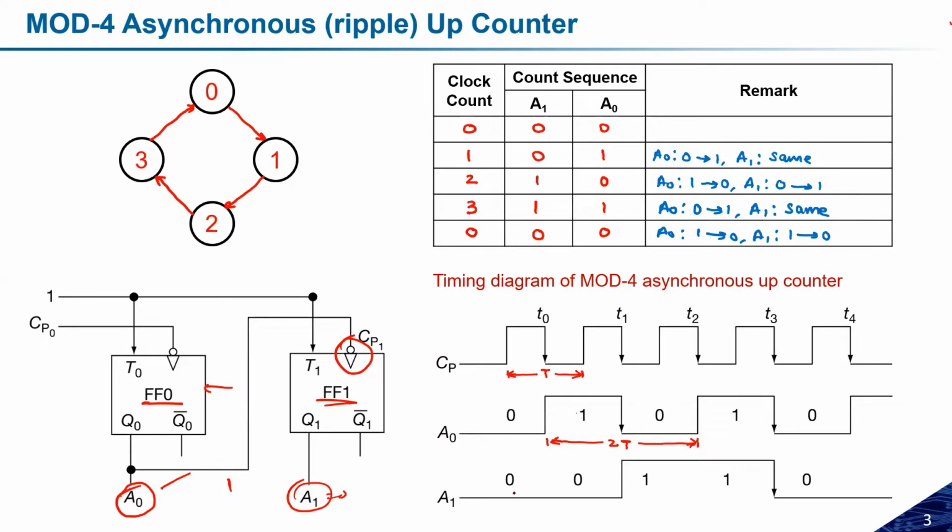Similarly, if you talk about the time period for A1, it will be 4T. So after each state, the frequency will be divided. These are some important things about the up counter. If you have any doubt on this, you can ask, because if you know these things, the rest we can move through at a fast pace.